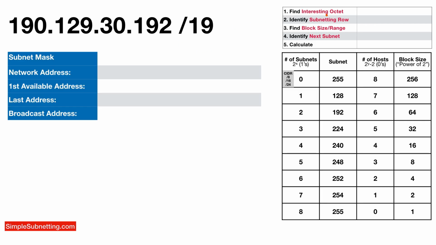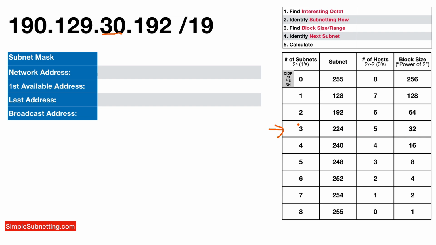Okay, so the first thing is find the interesting octet. So I like to go, when I have the chart, 8, 16, 24. This is closest to 16, so it's this one, because 24 is too much, it's over. So it's 16. Now we have to find our subnetting row. So for /19, we start counting from the default of 16. So 16, 17, 18, 19. So it's this one. All the answers are going to be here in this row.